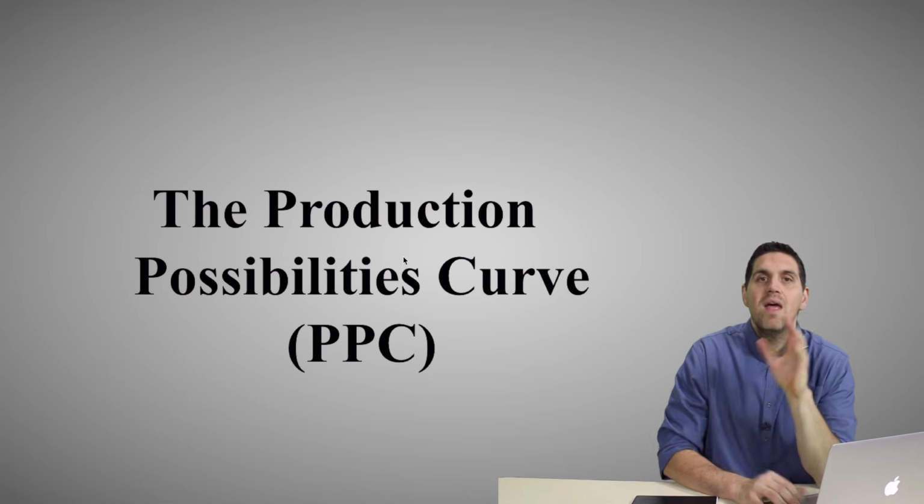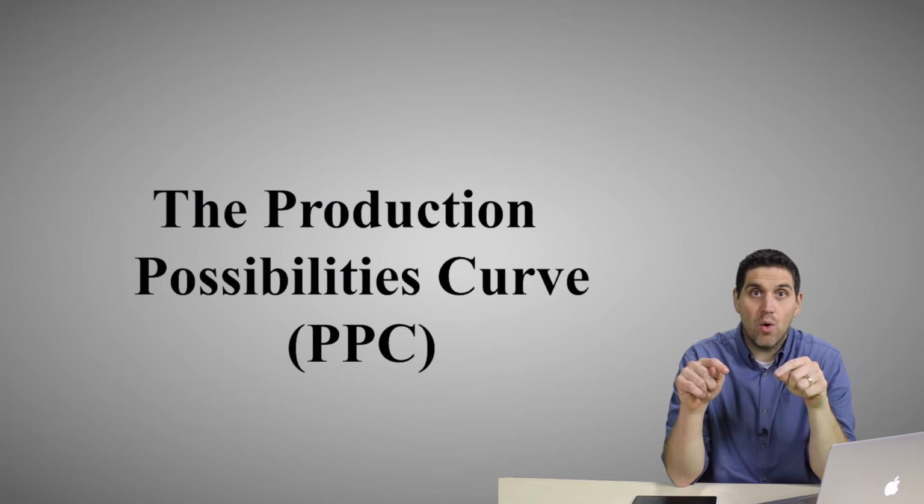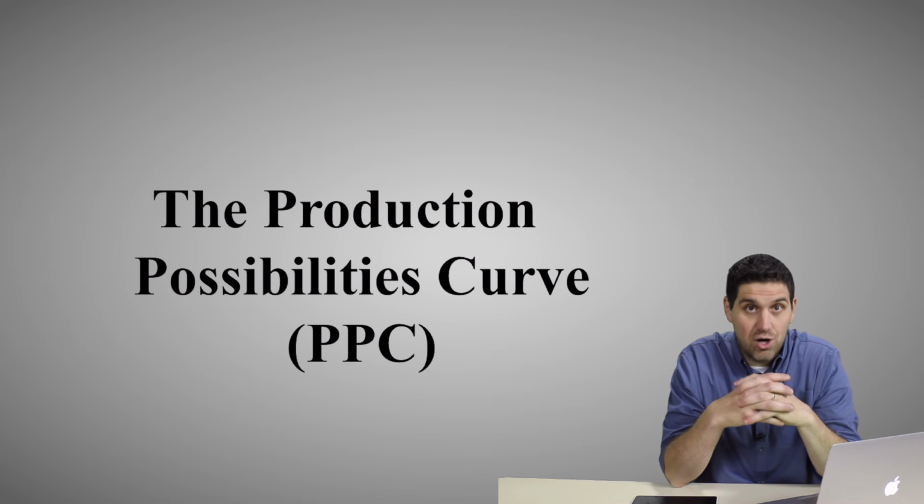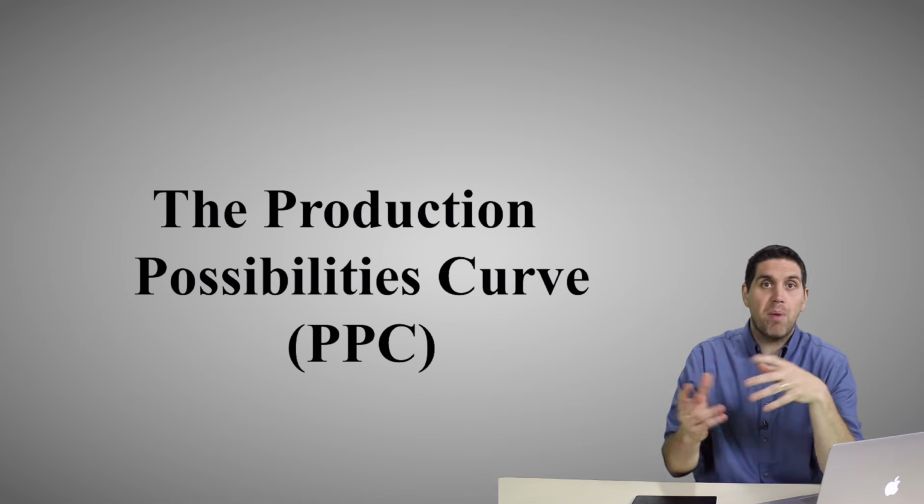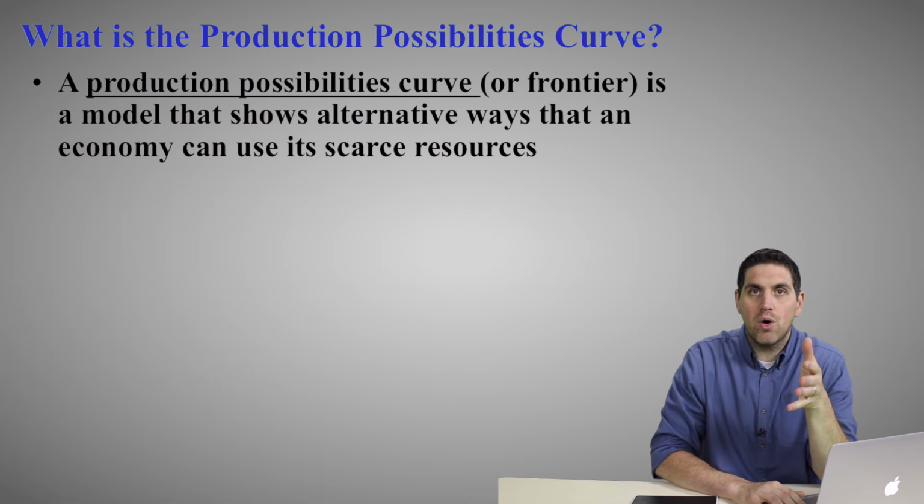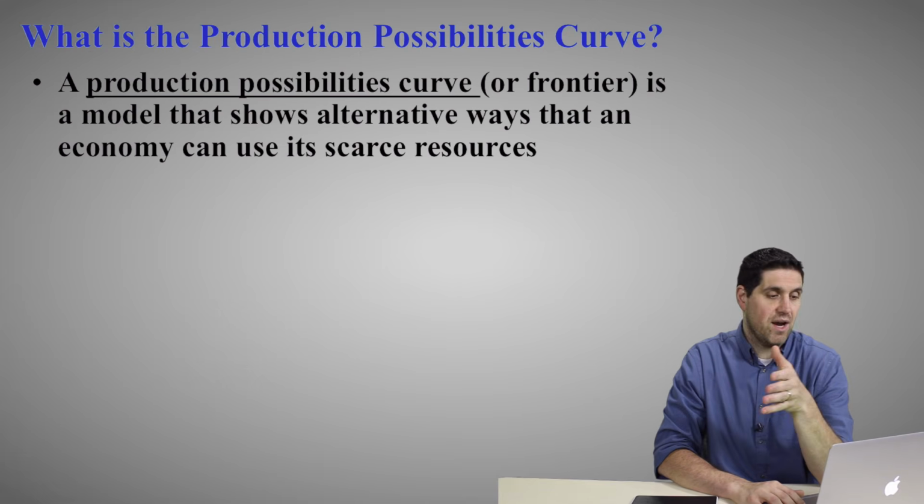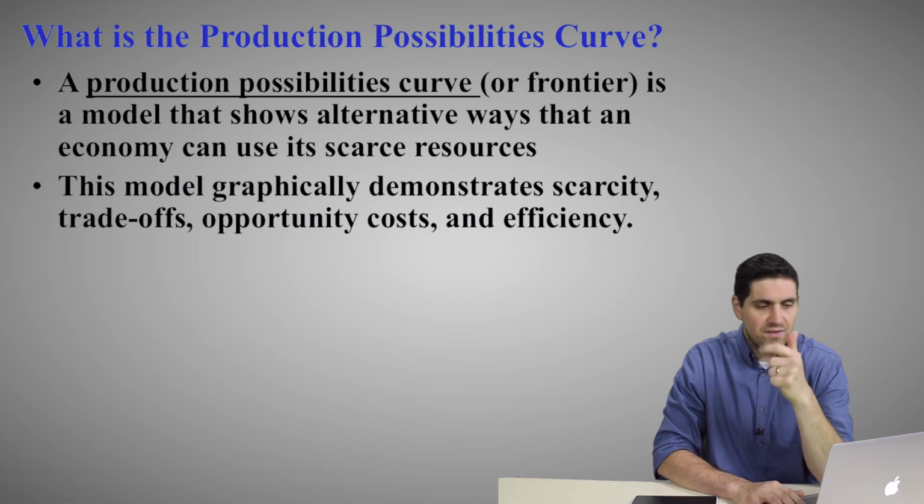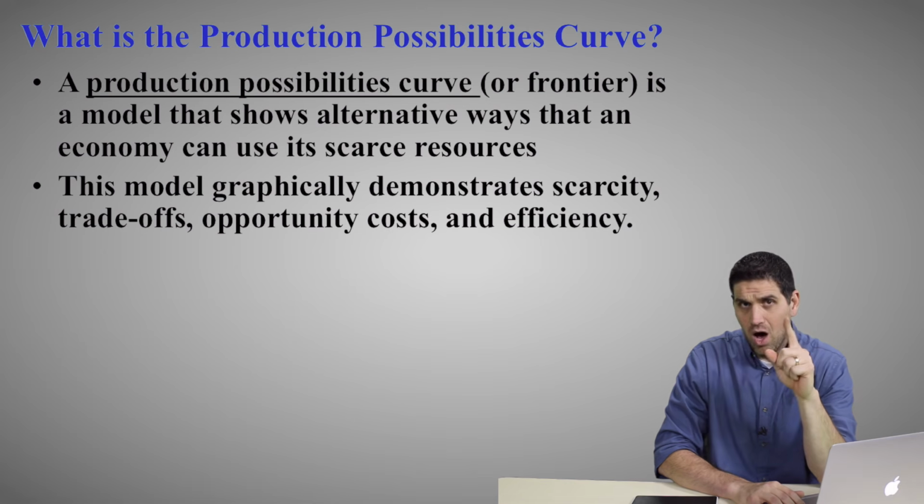Anyways, let's move on. Now it's time for the key graph in this course, something called the production possibilities curve. Now, your teacher might call it the production possibilities frontier. The point is, it's all the same thing. It's basically a model that shows the alternative ways we can use our scarce resources. It's going to show trade-offs, scarcity, opportunity cost, efficiency, all on one graph.